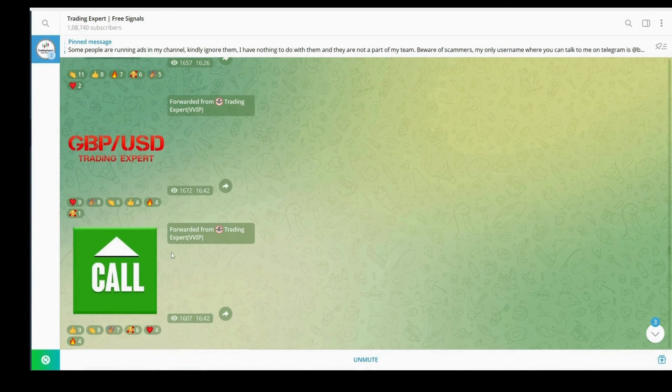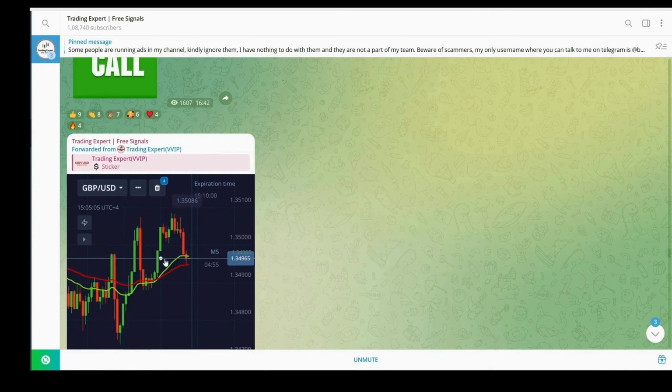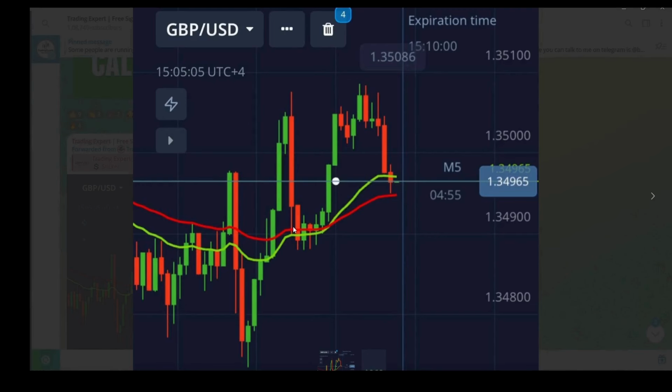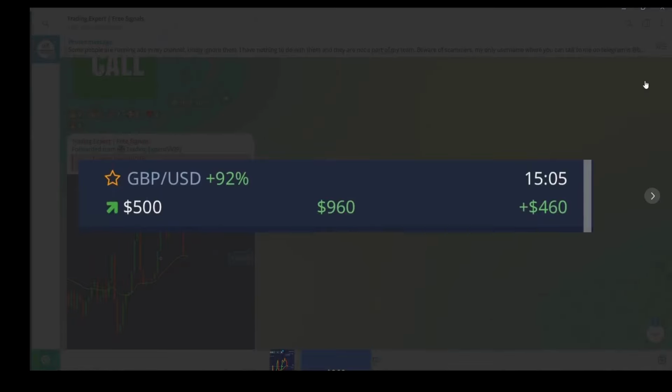Next, let's move on to another trade on GBPUSD for the call side. You can clearly see an uptrend, and the moving average was also supporting the price. The red candle closed above the moving average, which confirms strength. That's why we provided a buy signal, took the entry around this area, and won this trade as well.